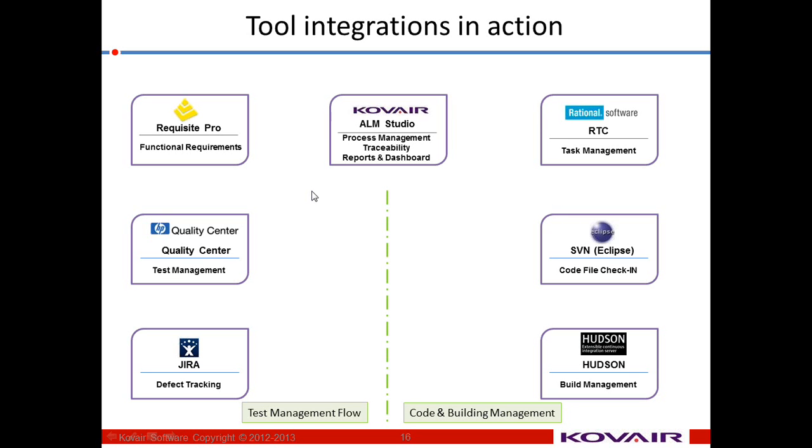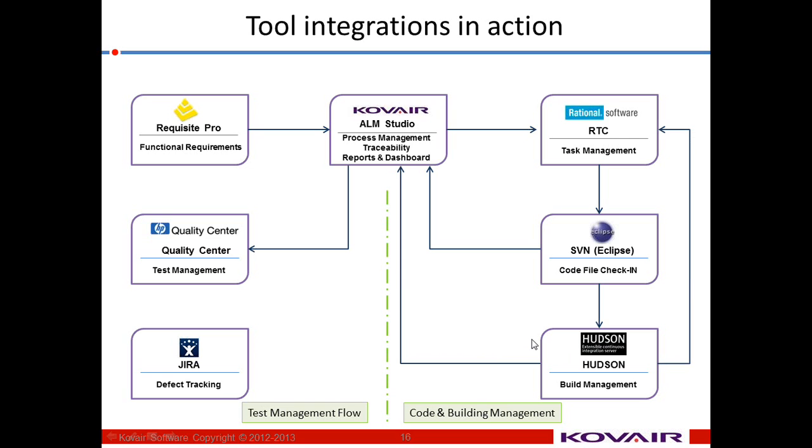It will be something like the Requisite Pro requirements will be added. They will flow to Kovair. From there, they will be replicated into RTC as a task and also into Quality Center as a test lab. Then the code will be checked in into SVN, and that will be related to the RTC task. When the code is checked in, a build will be fired in Hudson, and this build will again give the feedback to RTC and Kovair that the build was successful.